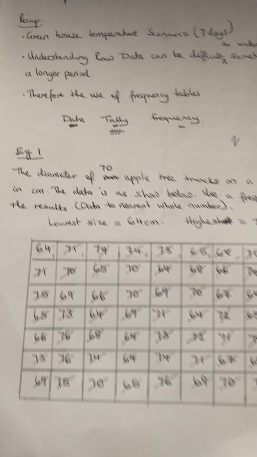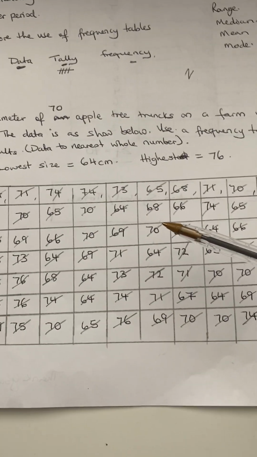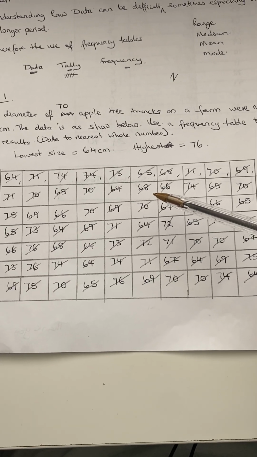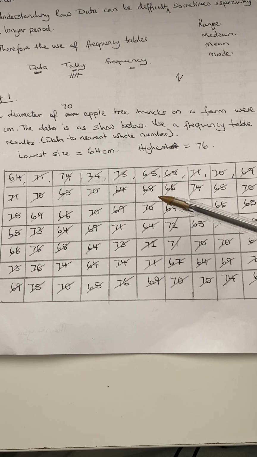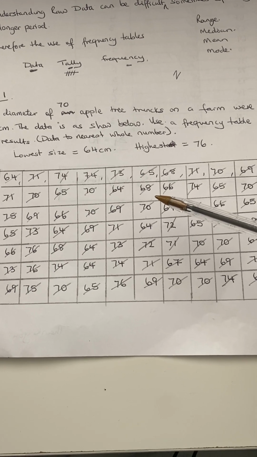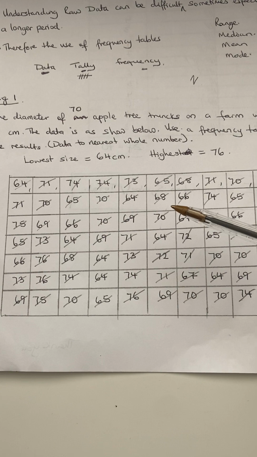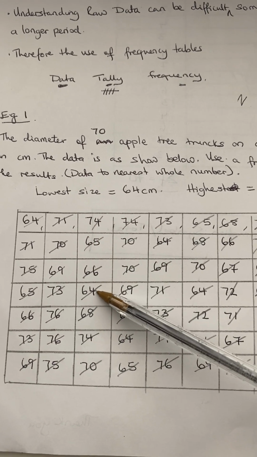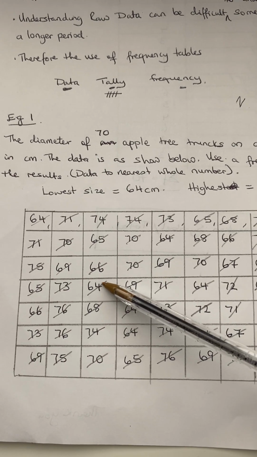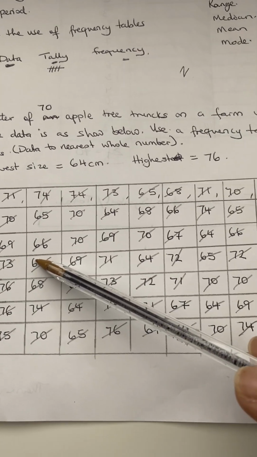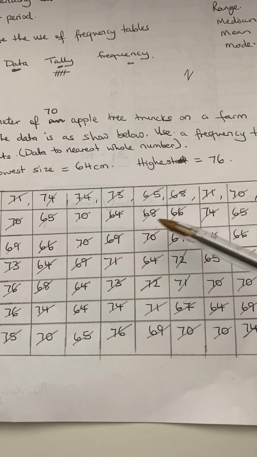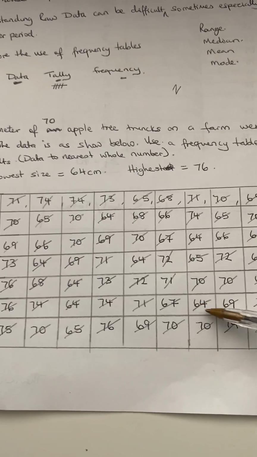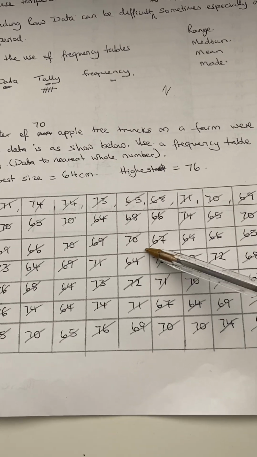Is that okay? Now, with this set of data, they are not going to tell you the lowest and the highest. You will have to find that. When I scanned through the data, I realized that the lowest measurement was 64 and the highest was 76, somewhere here.